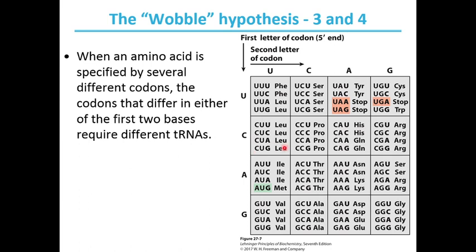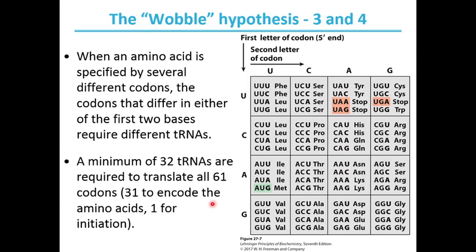If you take another example, leucine: CUU, CUC, CUA, CUG, all four of these codons would be recognized by 1 leucine tRNA, whereas UUA and UUG would require another tRNA. A minimum of 32 tRNAs are required to translate all 61 codons: 31 to encode the amino acids and 1 for initiation, that is AUG for methionine. This is the 4th Wobble hypothesis.